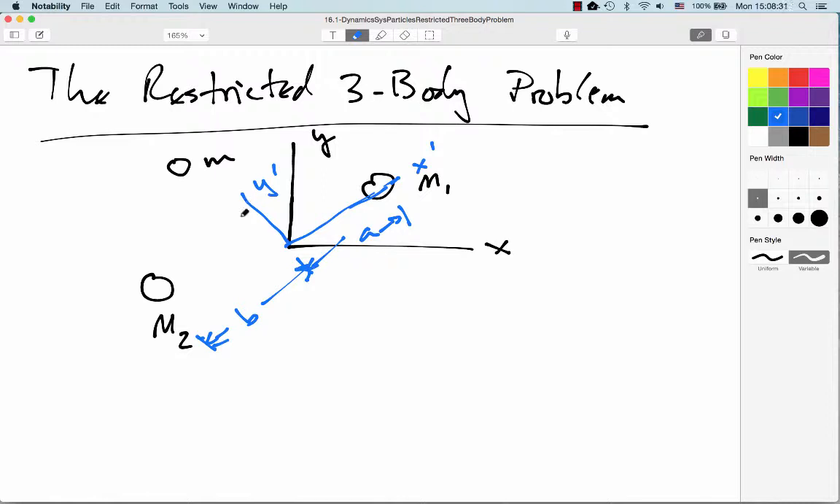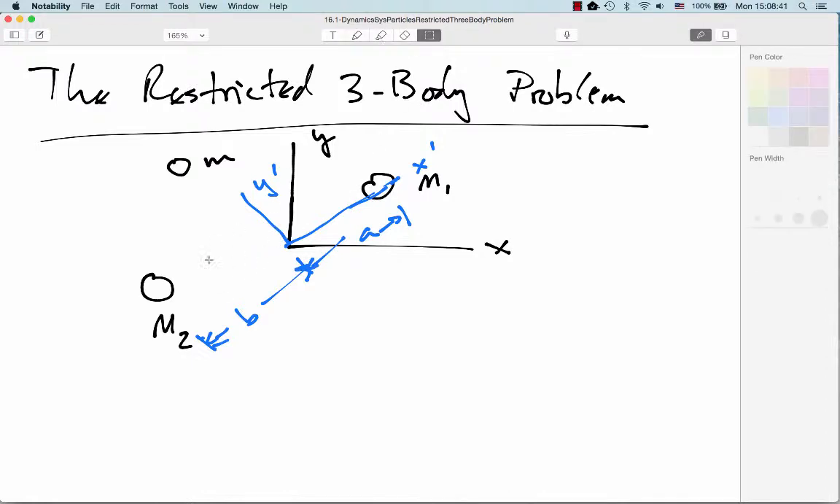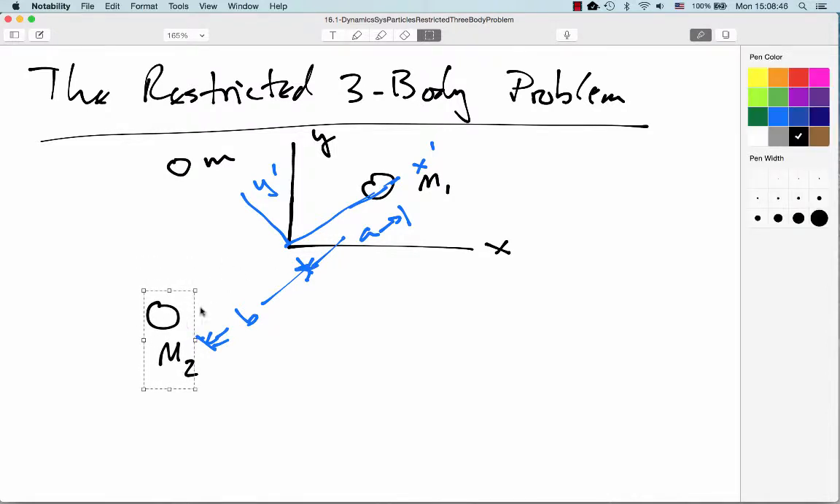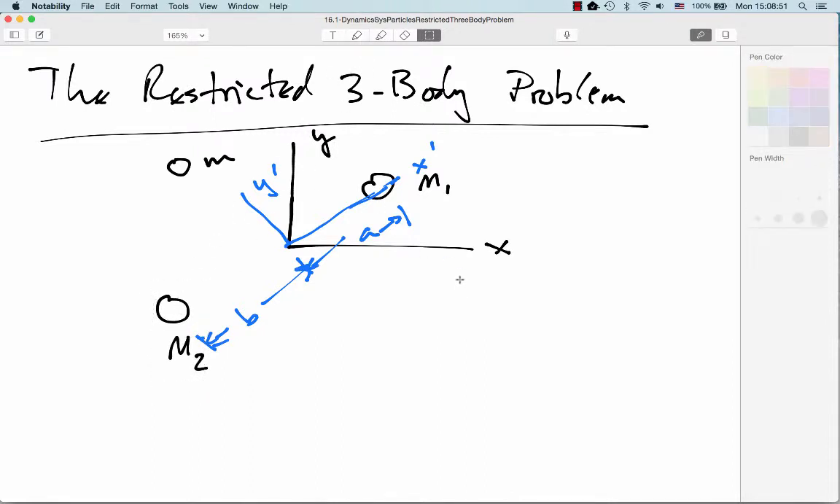And so this is our center of mass, and the blue here is actually going to be a rotating coordinate system. Let me move my M2 just a little bit. I want it to be in line. Yeah, much better. So the blue coordinate system will be rotating around the center of mass as M1 and M2 rotate about each other. And then M3 is just going to do whatever it does.